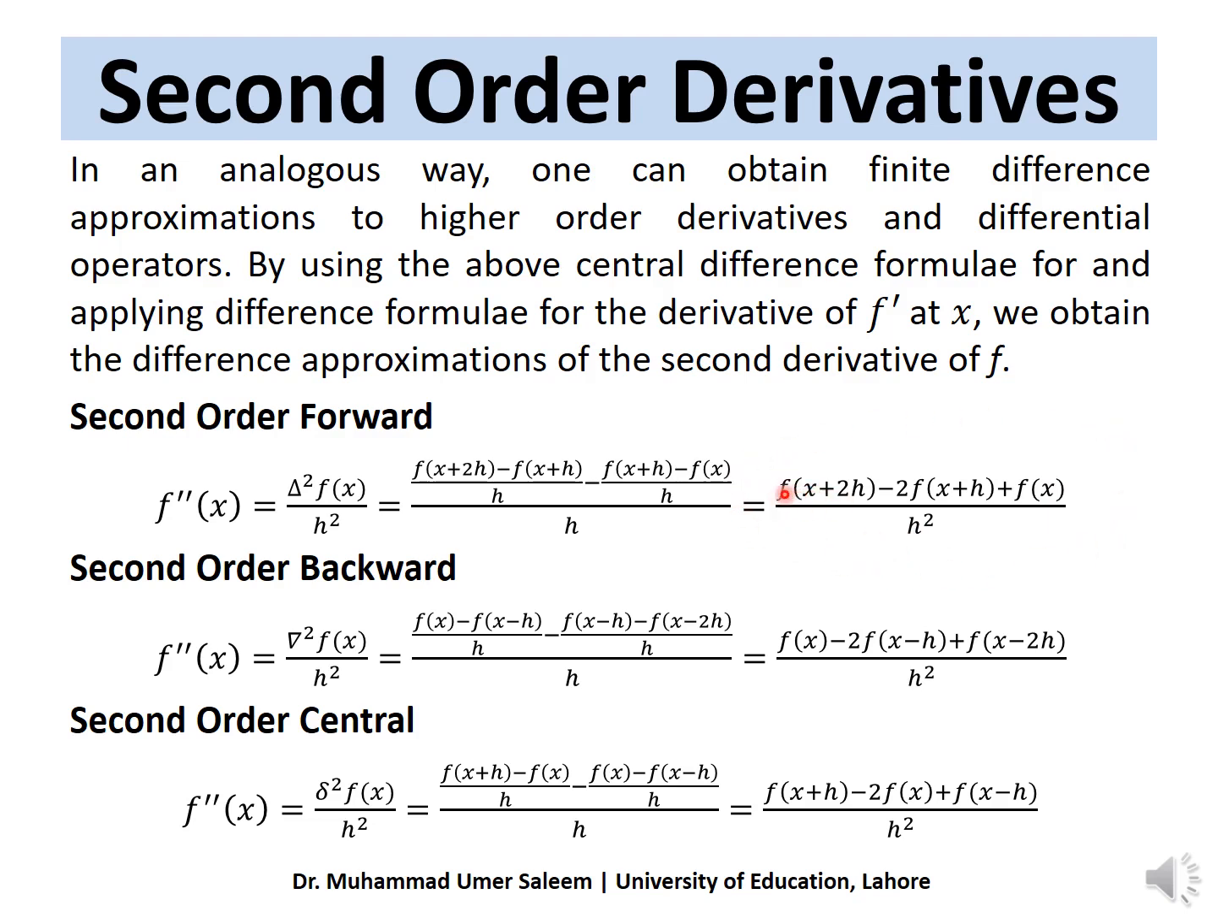If you look here, this is actually y2, this is minus 2y1 plus y. So binomial coefficients with alternating symbols, starting from the higher decreasing one.